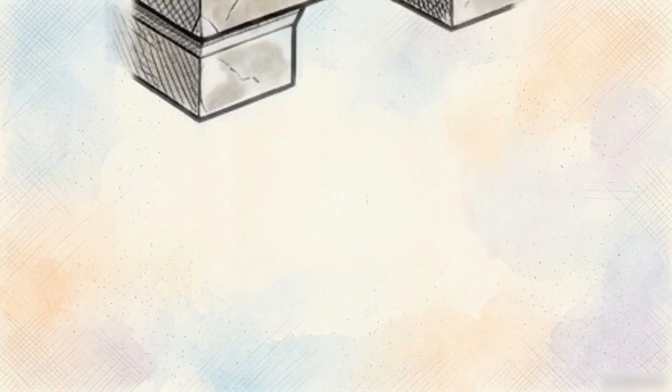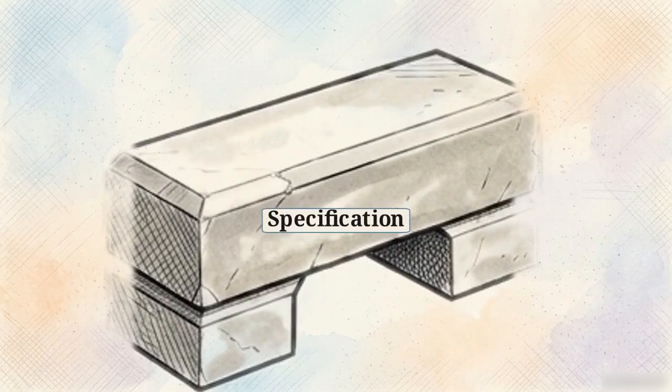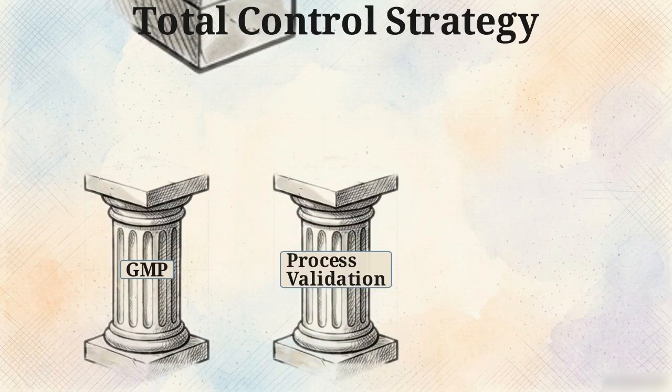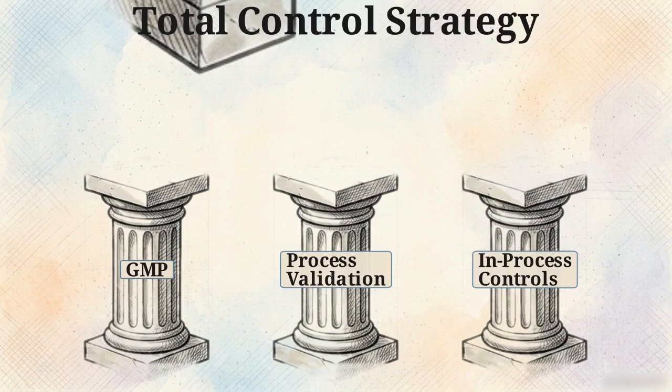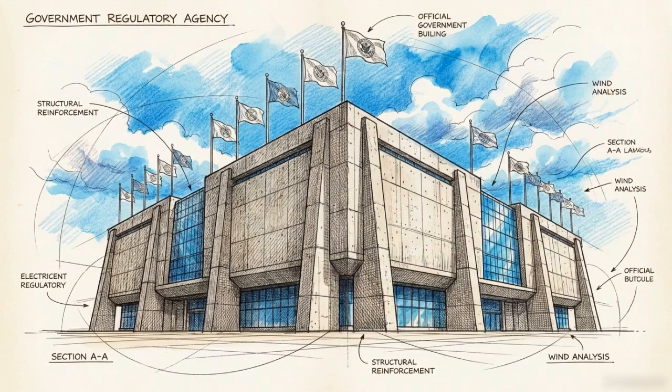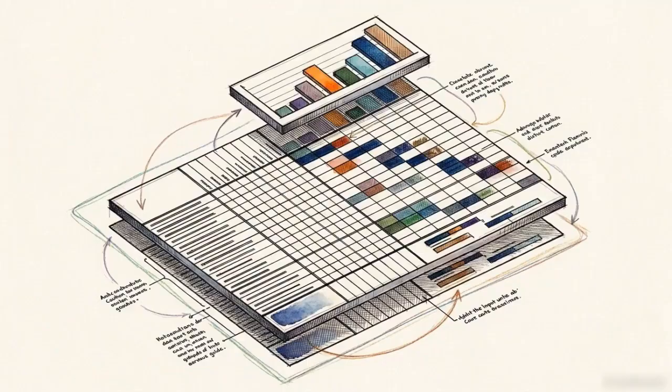The specification cannot guarantee quality on its own. It acts as the capstone within a total control strategy, relying entirely on the foundational pillars of good manufacturing practices, process validation, and in-process controls. Without those systems, the final specification tests are meaningless. To understand how a pharmaceutical manufacturer legally justifies these precise limits to global regulatory agencies, we have to reverse engineer the document using the harmonized Q6A framework.